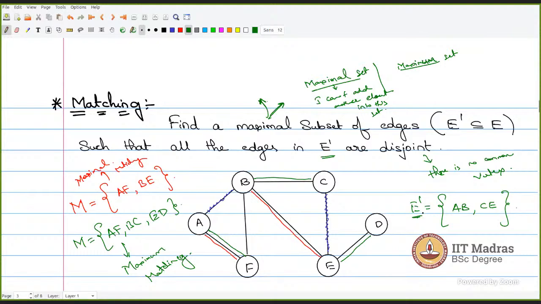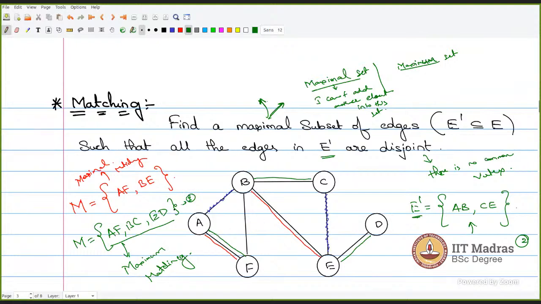No. See, if this is maximum, I will give you another set. Consider this set: AF, BC, ED. The cardinality of the earlier set is only 2. What is the cardinality of this set? 3. So which one is maximum?